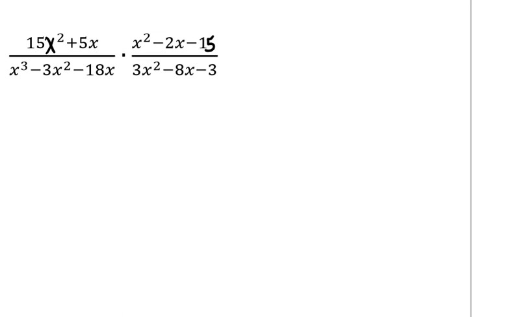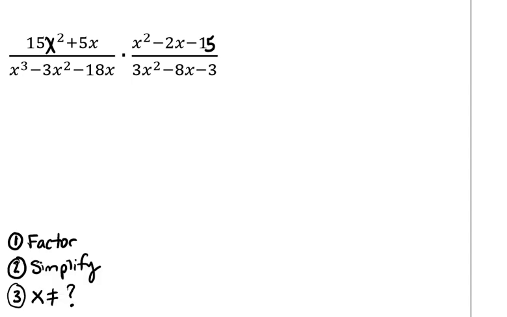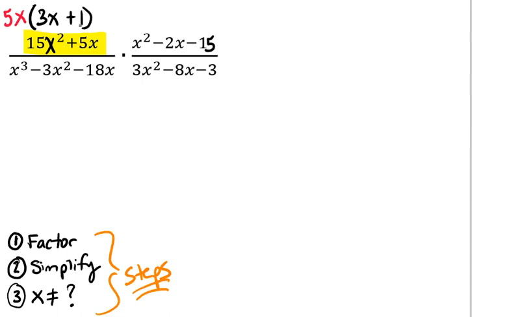In this video, we're going to be multiplying rational expressions, and it's as easy as 1, 2, 3. Factor, simplify, and find what x is not allowed to be. So we're going to start off by factoring our first numerator. Here we can see that there's a common factor of 5x, so we can take a 5x out, and that's going to leave us with a 3x plus 1.